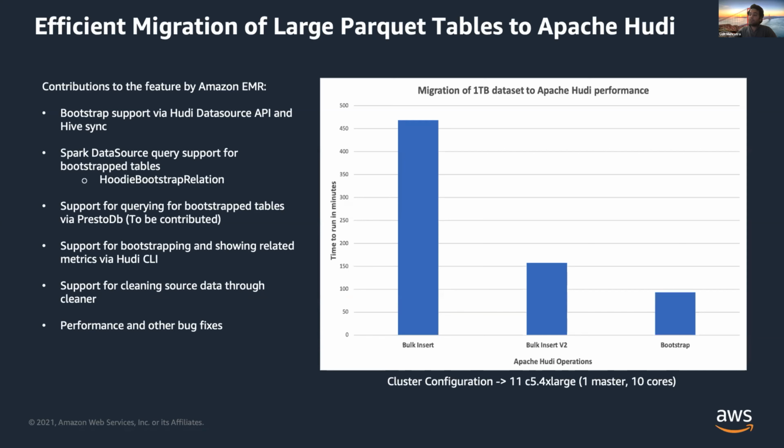And it is significantly faster than bulk insert v2, which went in Hoodie 0.6.0, which is based off data source v2 as well.